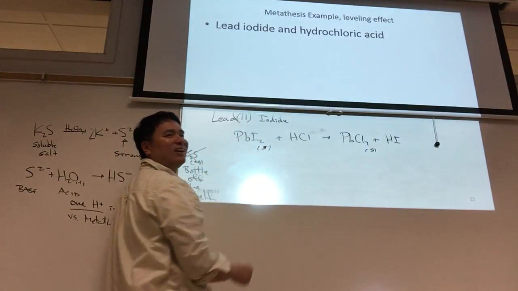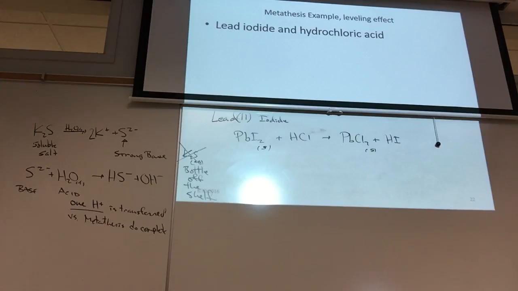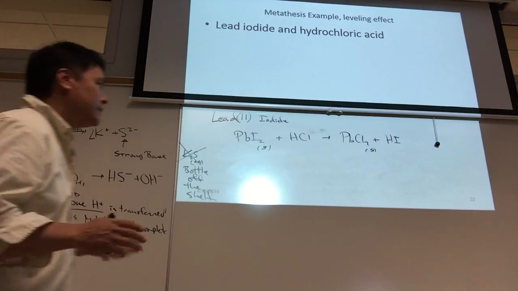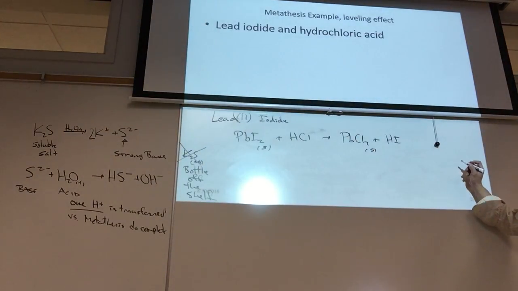PbI2 is also a solid. And so this could be like a... So we don't know. Which one do you think is more soluble? Which one's less soluble? Okay, we go with size. This is why you need to know bonding theory. Iodide versus chloride, which one's bigger?